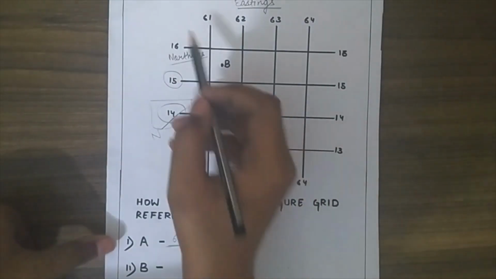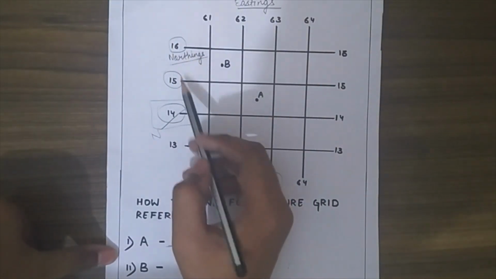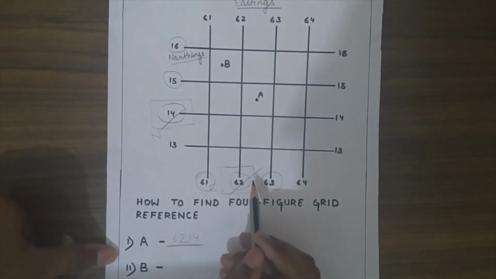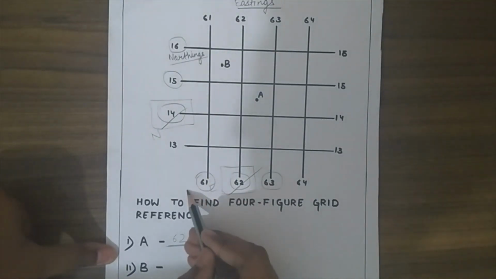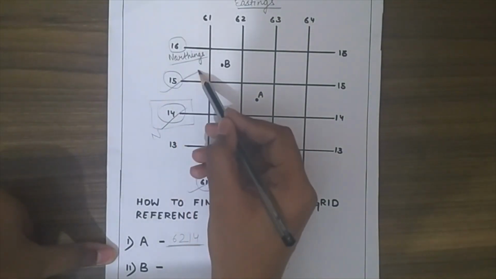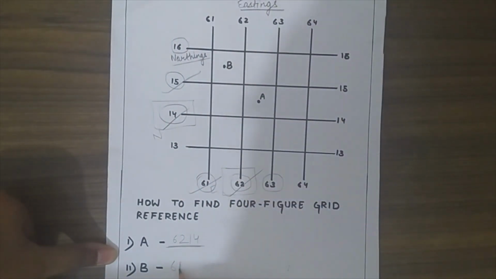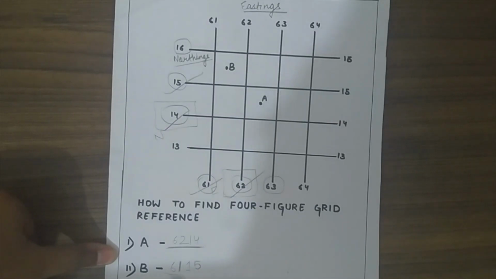Now let us talk about the four-figure grid reference of B. B is present between northing 16 and 15 and easting 61 and 62. 61 is smaller and 15 is smaller. So we will write easting 61 first and northing 15 afterwards. So the four-figure grid reference is 6115.